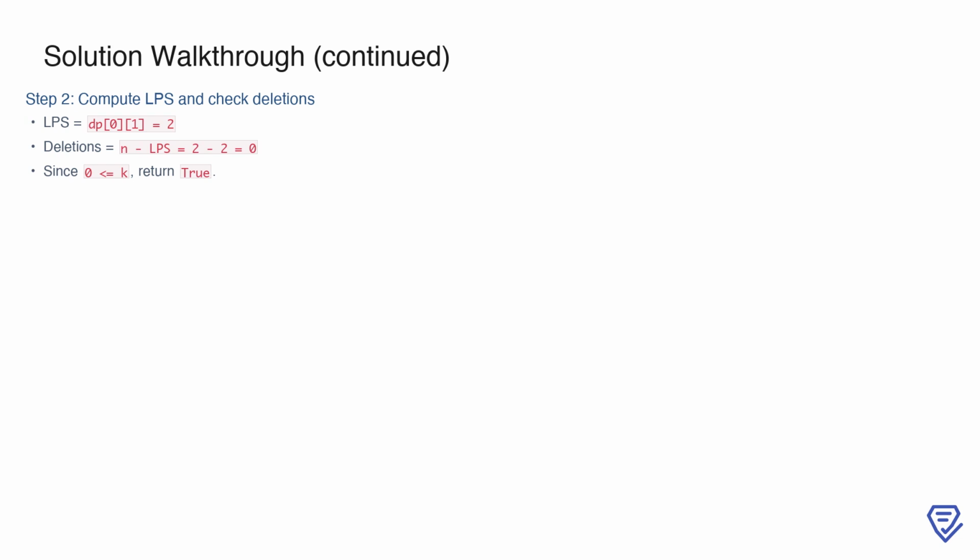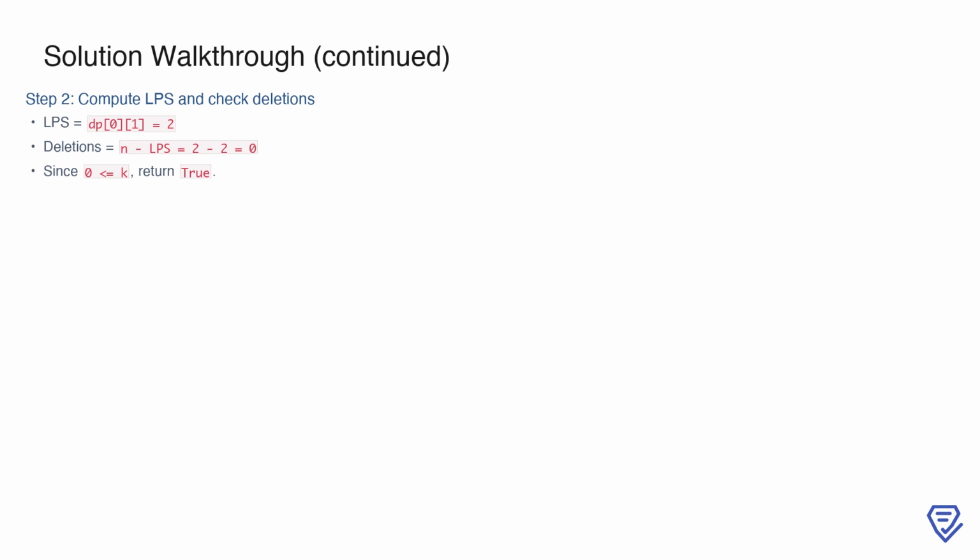The number of deletions required is calculated as the total length of the string, 2, minus the LPS, which equals 0. Since this number of deletions is less than or equal to the allowed value of k, which is 0, the result is true. This example highlights how the approach works even in the simplest cases, ensuring correctness and efficiency across different scenarios.